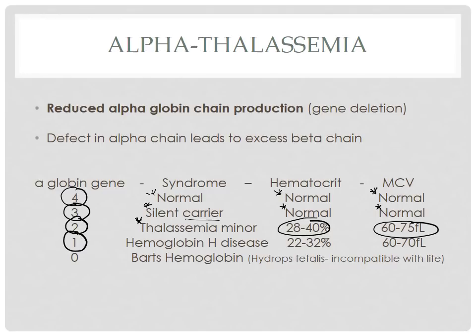If there are 3 deleted alpha chains, so only 1 present, these patients have hemoglobin H disease, have a very low hematocrit, and again, moderately low to low MCV. If all the alpha chains are gone, so 4 gene deletions, no alpha chains at all, these patients will have what is called Bart's hemoglobin, which results in hydrops fetalis, and this is incompatible with life, so this results in a stillbirth.